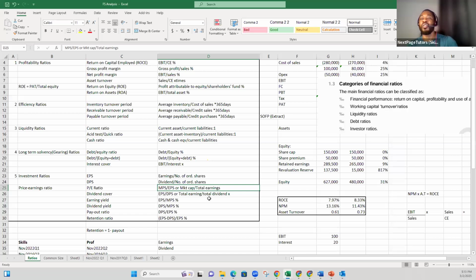So PE ratio, very easy. Don't stress yourself. What is P? Price. What is E? Earnings. It depends on whether you want to work on a per share basis. Per share basis means you work with market price per share, and you divide with earnings per share. If you are working with total valuation, you work with total value divided by total earnings. Are we together? So now, if interest cover is EBIT over interest, what is dividend cover?